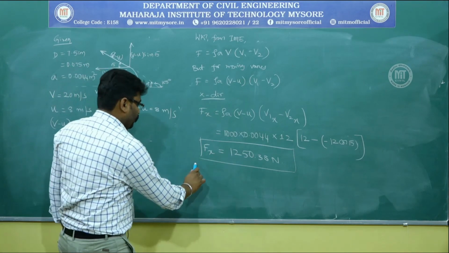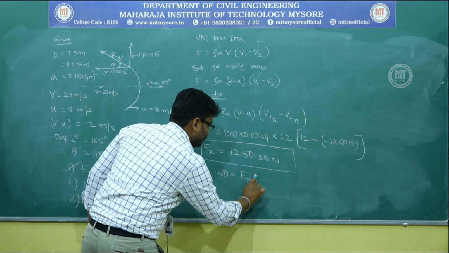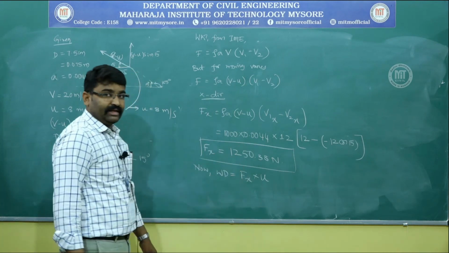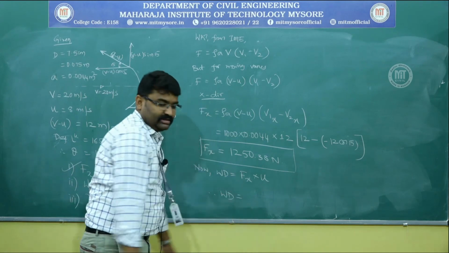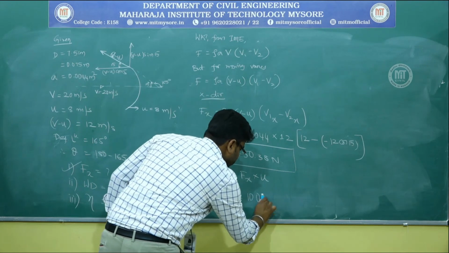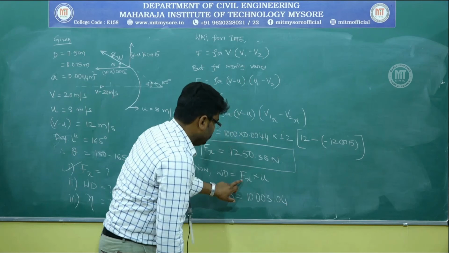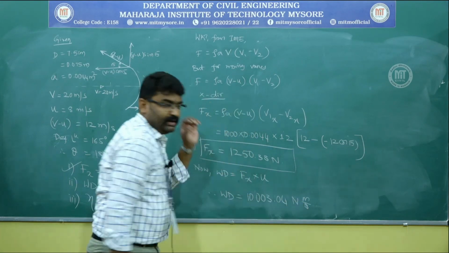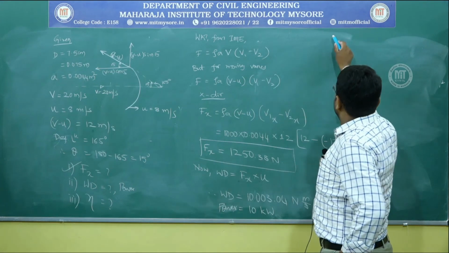Second case is to find out work done. Now work done is equal to Fx into U. So what is Fx? 1250.38 into U is 8. Therefore work done is equal to 10,003.04. What is the unit? Fx has a unit of Newton, U has a unit of meter per second. And finally, I need to calculate what is the efficiency.